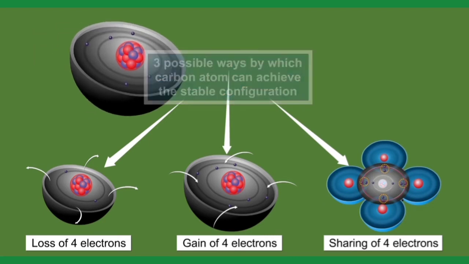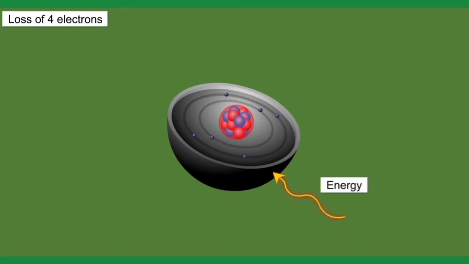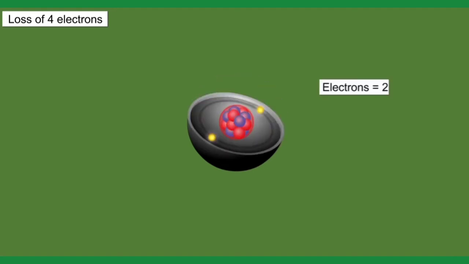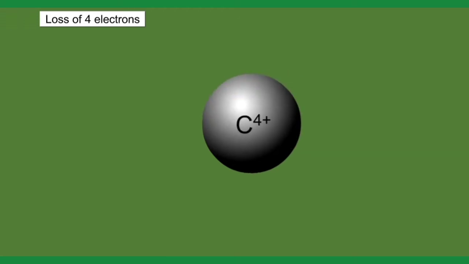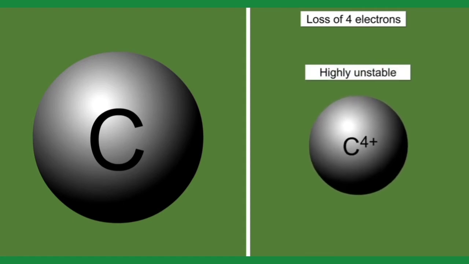First possibility is the loss of 4 electrons. Removal of an electron from an atom requires some energy. Thus, the removal of 4 electrons from a carbon atom would require much more energy. The loss of electrons, if it would happen, results in the formation of a cation that would have only 2 electrons and 6 protons. The size of this cation would be extremely small and the cation would be highly unstable. So, this possibility is ruled out.